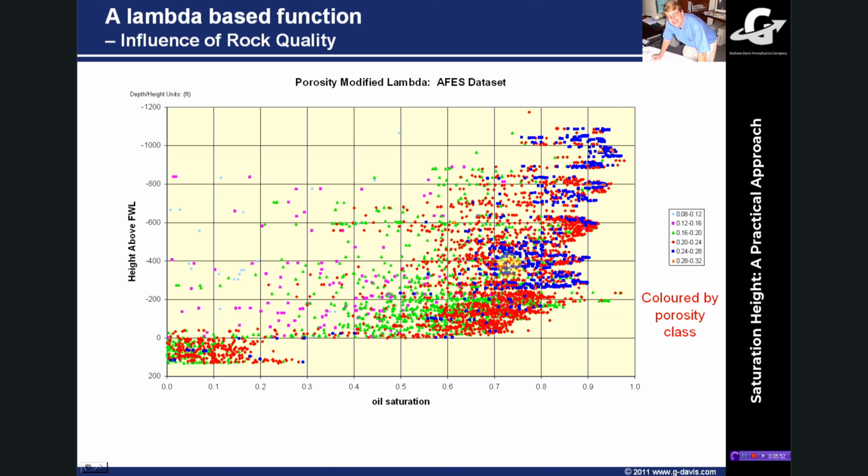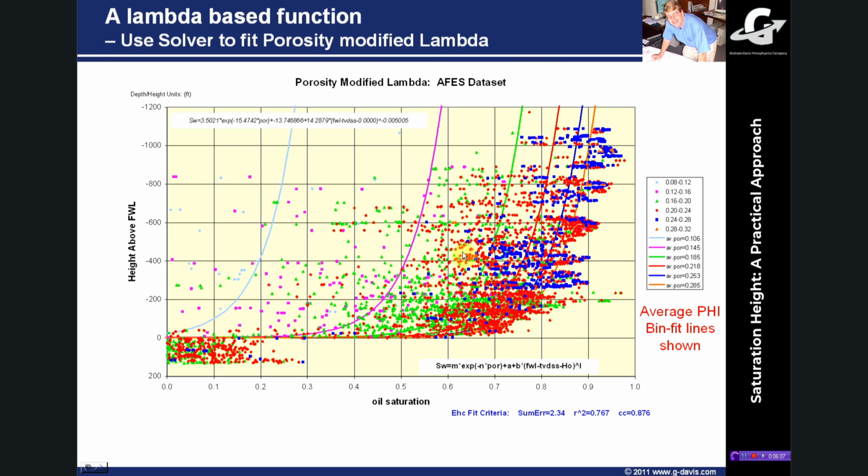And you may or may not notice that the predominance of that good quality rock is up higher in the oil column. There's not much 28 PU rock down here, and that'll lead on to some other issues we'll discuss later on. So then you go and you do the regression, and you fit the lambda function, the porosity modified lambda function, to this data, and also the equations of these lines are all set up to take the bin average data.